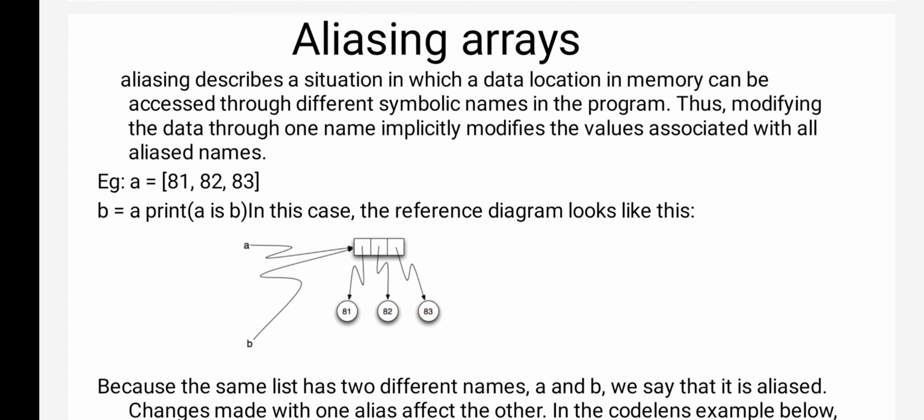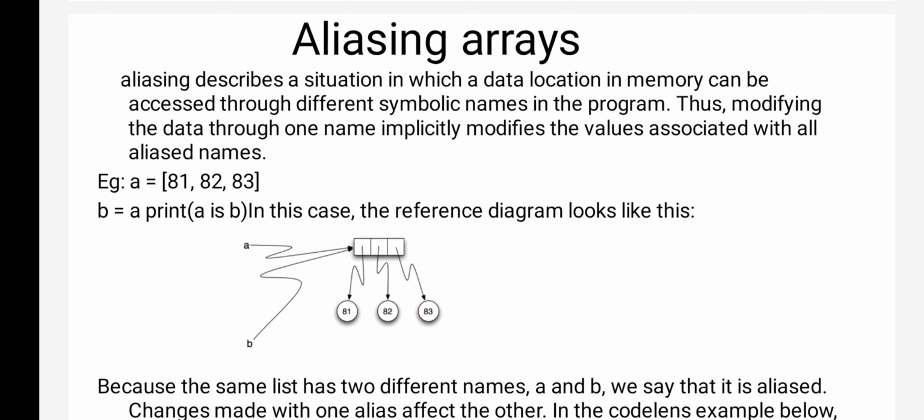The next one is aliasing an array. Aliasing means giving a new name to an existing array. In this example, I have created one array. What is the name of the array? A equals 81, 82, 83, so the array name is A. Now in the second line, B equals A. B equals A means whatever elements and memory are there are assigned to B. So A and B are both using the same memory locations.